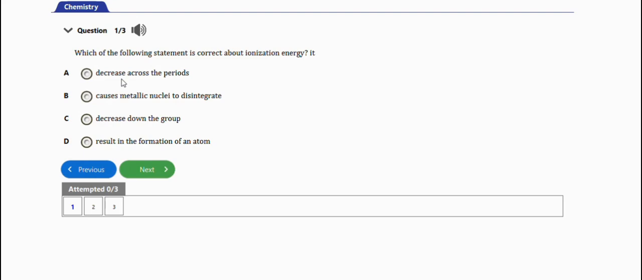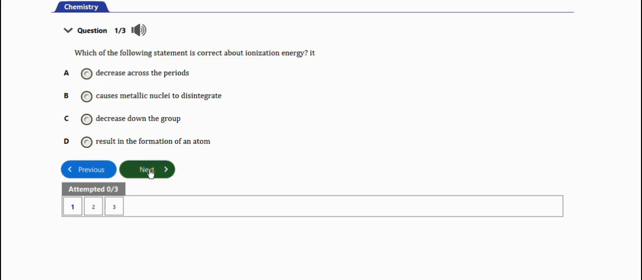It decreases across the period. No. Causes metallic nuclei to disintegrate. No. Decreases down the group. Yes. Results in formation of an atom. Not really. So the right answer is option B, decreases down a group. Ionization energy is a property of the periodic table in which it increases across the period and decreases down the group. So that's it for this question.